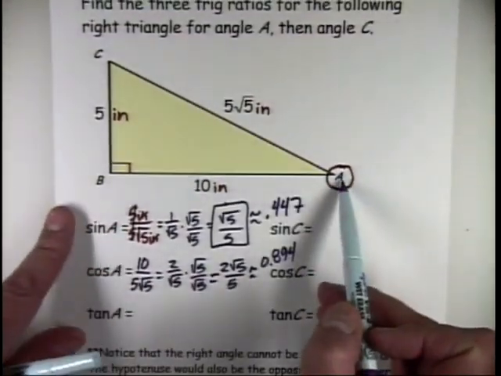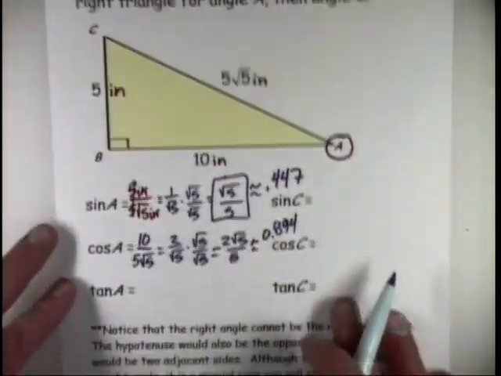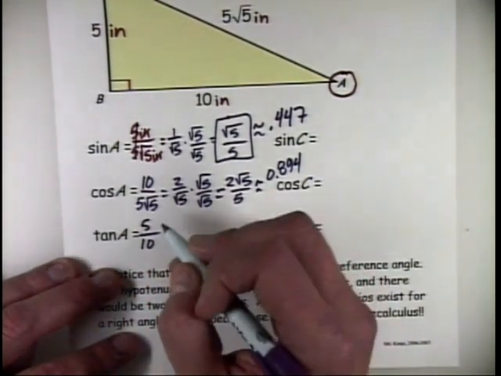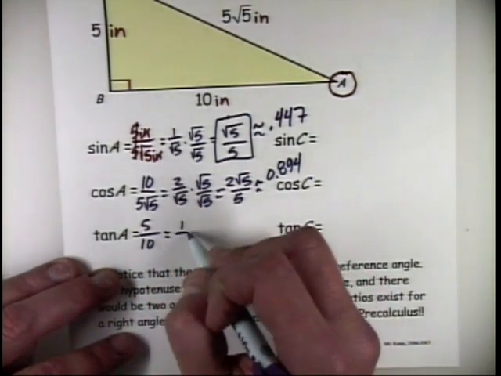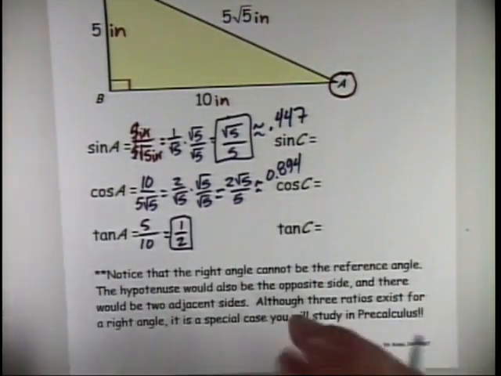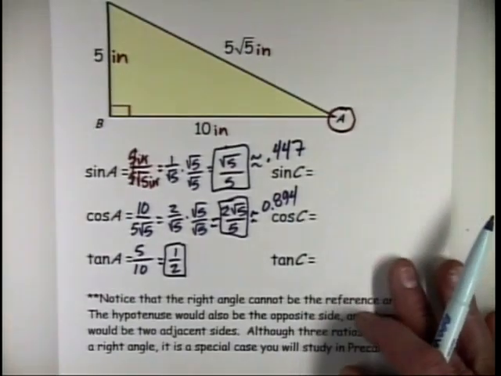And finally, looking at the tangent ratio, remember, it was the opposite over the adjacent. So here's my angle A, haven't changed. The opposite side is 5 over the adjacent is 10. So tangent is 5 inches over 10 inches. The inches divide out, and 5/10, no radical this time, is 1/2. Okay? So those are the three trig ratios for angle A: sine, cosine, and tangent.